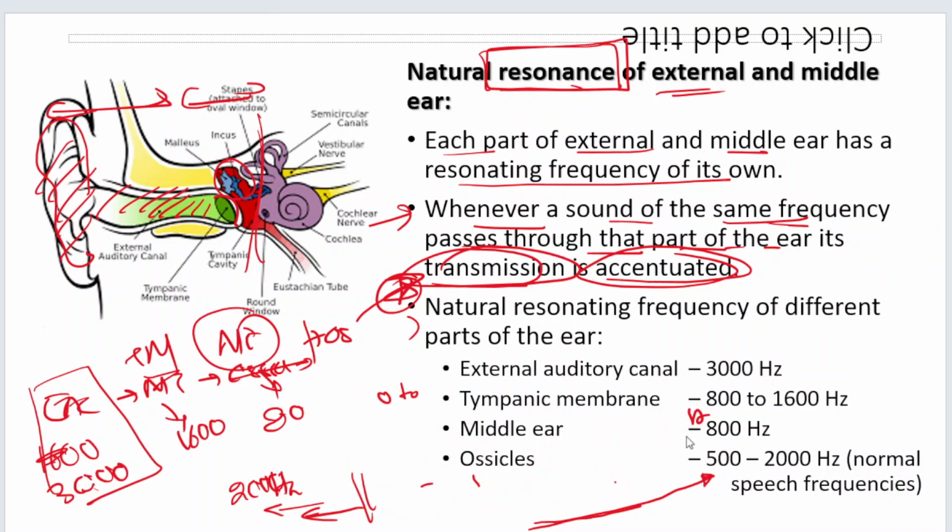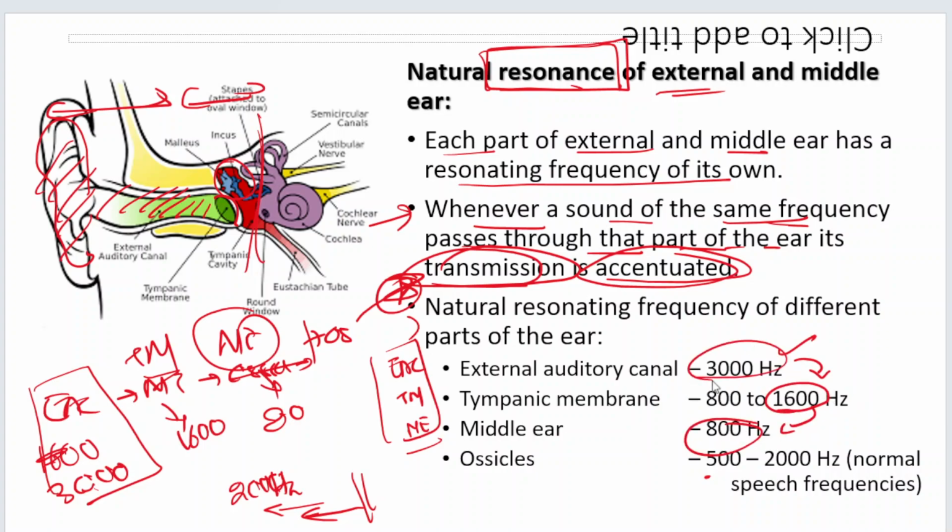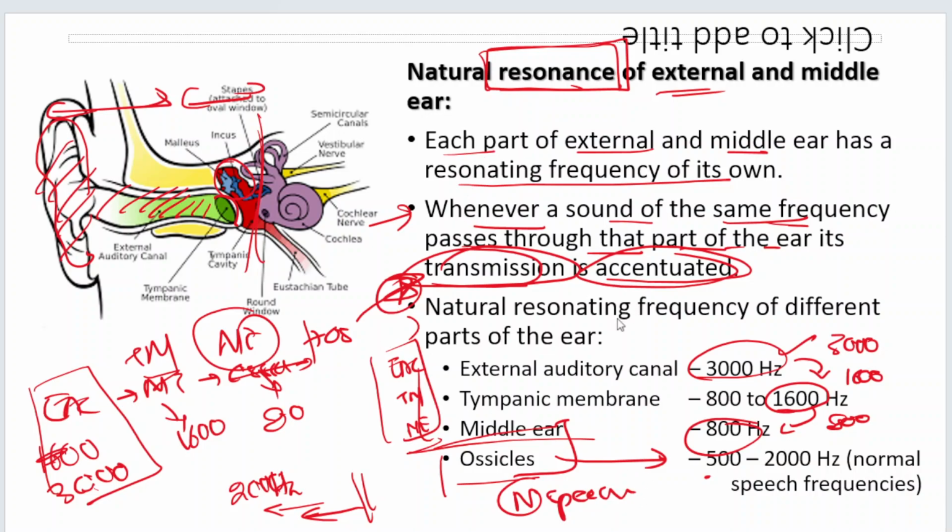So natural resonance of this entire external and middle ear, you can remember it like this: first comes the external auditory canal, then the tympanic membrane, then the middle ear. It is 3000, its half will become 1600, its half will become 800. That is how you can remember 3000, 1600 and 800 hertz. Ossicles, you just keep it away from this. Ossicles, you can remember that they basically have the normal speech frequencies. Like that you can remember this part.